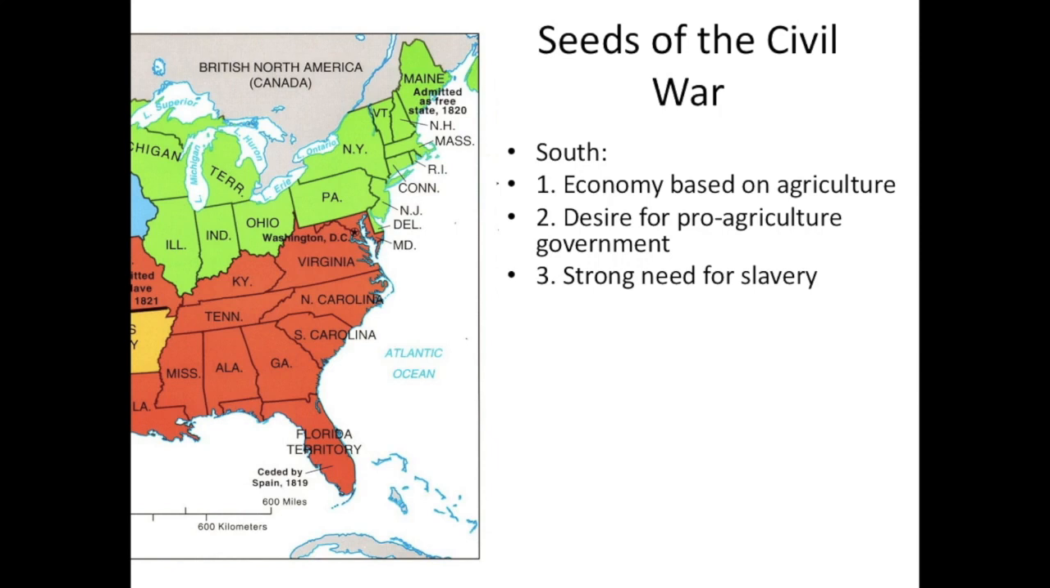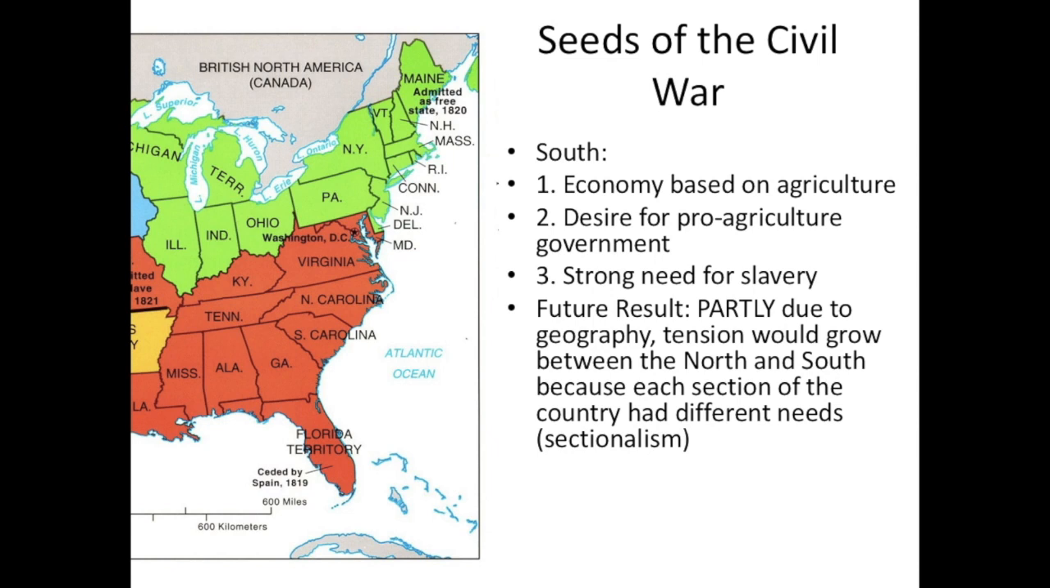So, at least partly because of geography, there's going to be increasing tension between the northern part of the colonies and future states and the southern part. And what you're going to see is that the northern states eventually are going to care more about what is good for them than what's good for the country as a whole. And the southern states are going to care more about what's good for their region instead of the country as a whole.